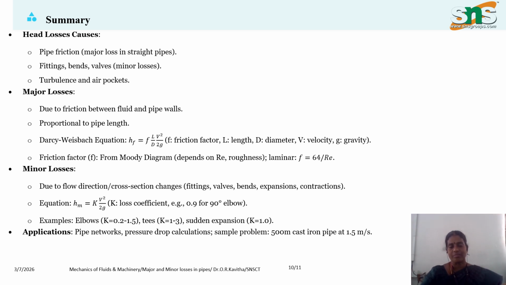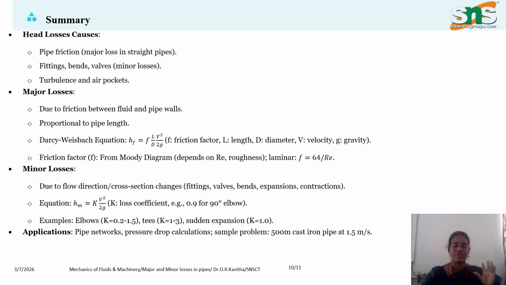And for the minor losses, which are due to sudden contraction, expansion, bends and everything, the equation we use is the head loss for minor losses, which we denote by hm. It is equal to K times V squared by 2g. The K will depend upon the fitting, so it may be an elbow or an expansion, anything. It will depend on that.